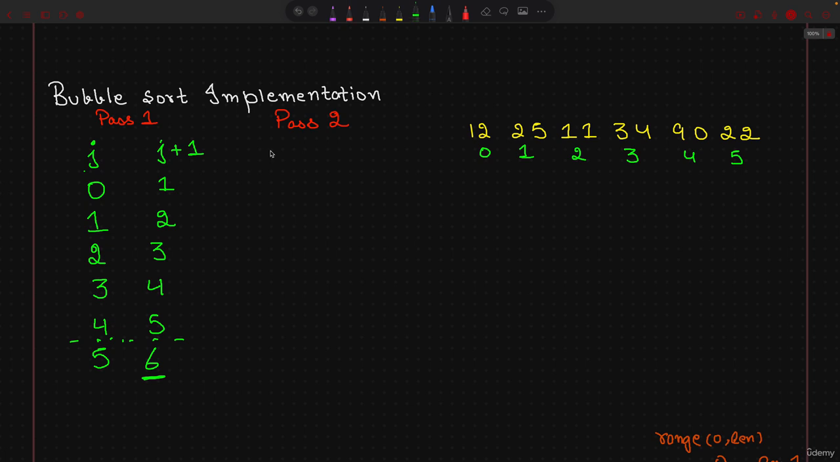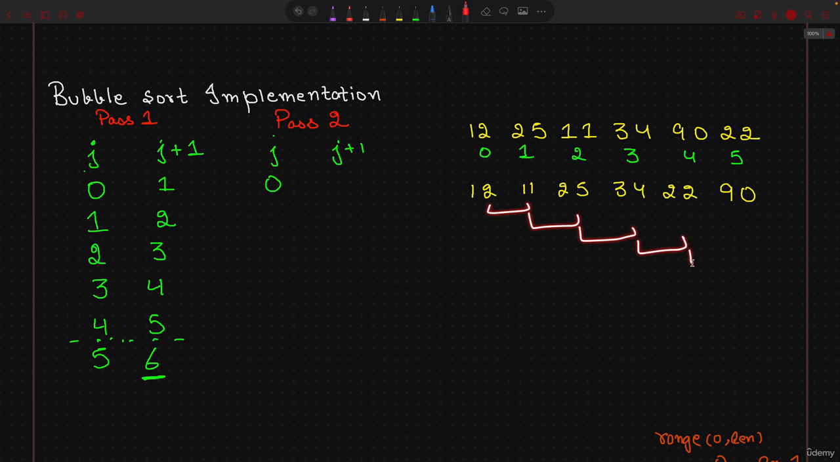This time I will have j and I will have j plus 1. Everything will be the same. I will start from 0 and I will compare them. Maybe we can write what we are getting after the first pass. So it is 12, 11, 25, 34, 22, and 90. This time again, I will start and just keep on doing the comparison. This is something which we saw in the last overall example, in the video on HackerEarth, as well as in our own dry run.